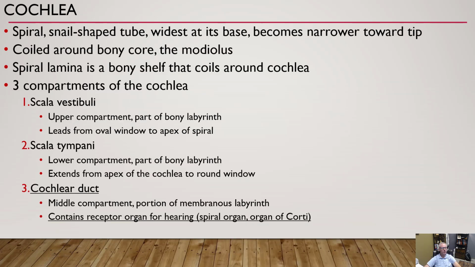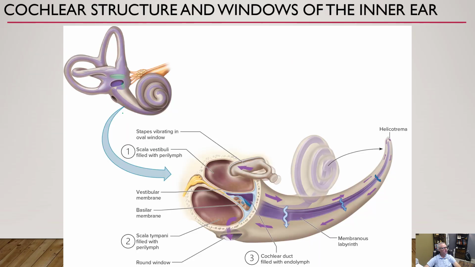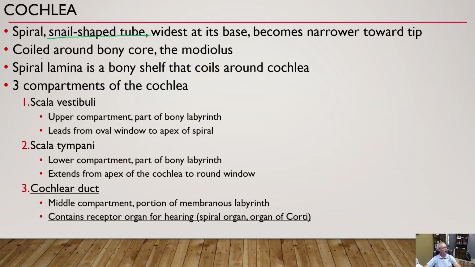All right, so the cochlea. Remember, that's our main hearing organ. It kind of looks like a snail-shaped tube. So here you can see the cochlea, it looks like a snail. It's coiled around this bony core called the modiolus.